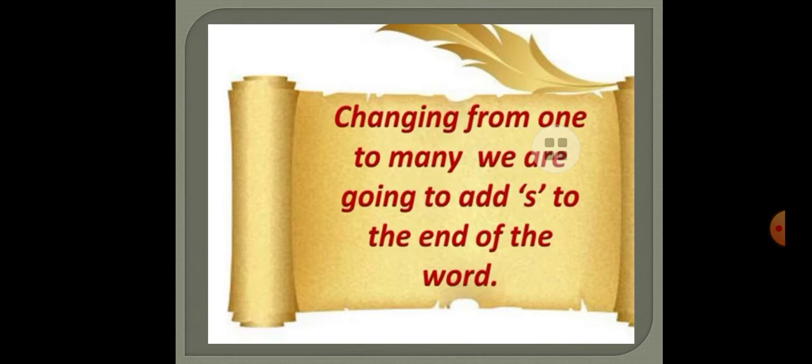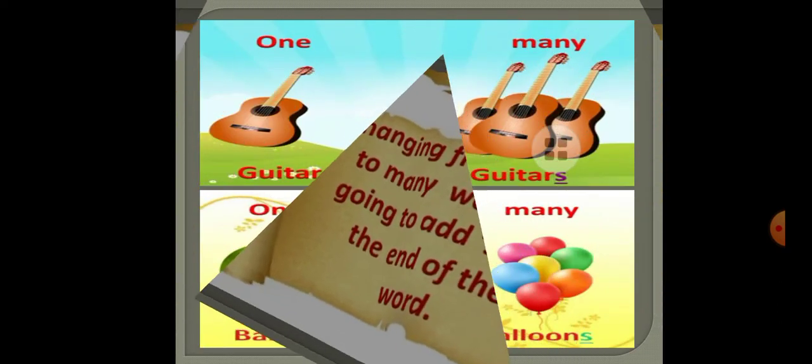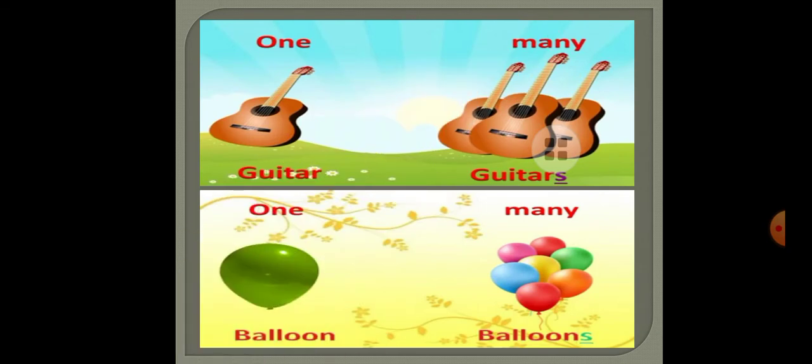So children, here are the rules of the singular and plural. The first rule is changing from one to many. We are going to add s to the end of the word. What we do in this rule, we have to add s to the noun to make a plural noun, like guitar, guitars, balloon, balloons.